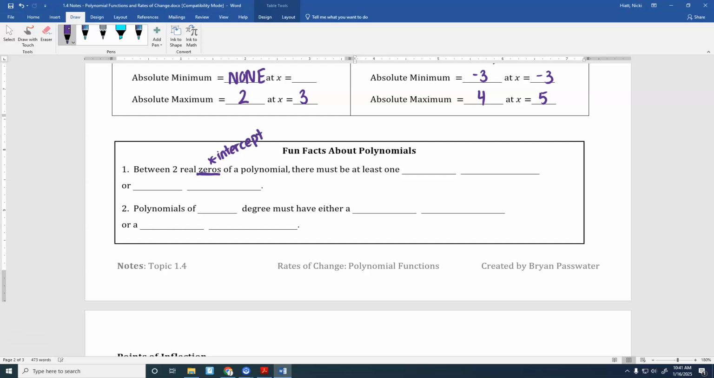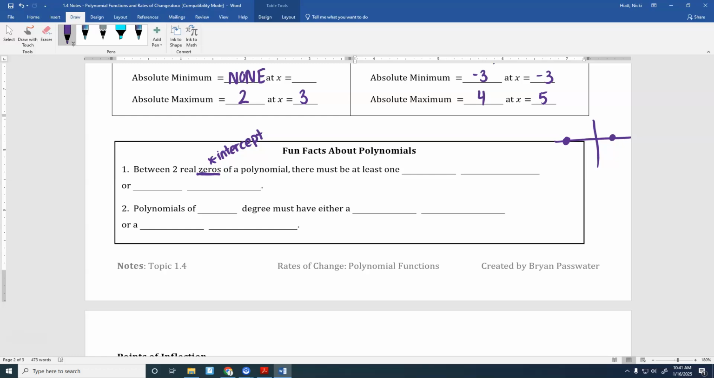So it's a place where the graph crosses the x-axis. There must be at least one blank or blank. Let's reason through this. Okay, so we've got a graph. We have two x-intercepts. So let's say we've got one right here and one right here. What is going to have to happen between those?